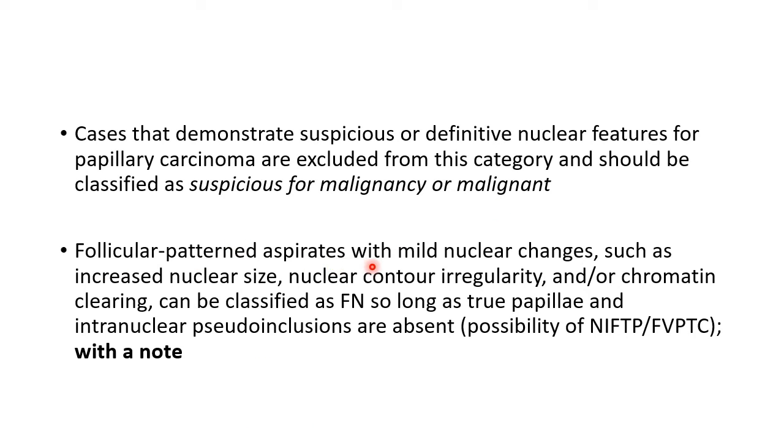Follicular pattern aspirates with mild nuclear changes like increased nuclear size, nuclear contour irregularity, or chromatin clearing can be classified as follicular neoplasm as long as true papillae and intranuclear pseudo-inclusions are absent. So if you have true papillae or intranuclear pseudo-inclusions, then they should be categorized under the category suspicious for malignancy. Otherwise, we can classify under category 4 with the note that the possibility of NIFTP or FVPTC cannot be excluded.